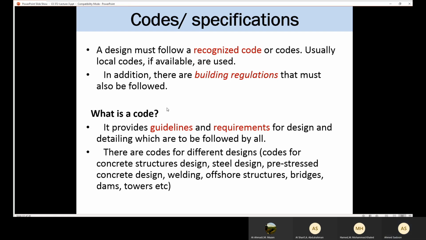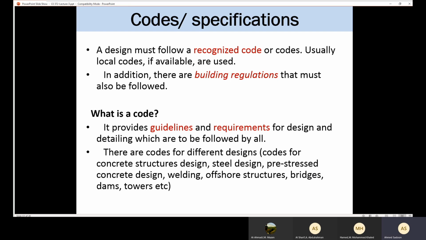So what is the code? The code is going to provide guidelines and requirements for the design and detailing which are to be followed by all. There are codes for different designs. We have codes for concrete structure design, for steel design, for pre-stressed concrete, for welding, offshore structures, bridges, dams, and towers. So if you are going to construct towers, they have their own codes. If you want to construct bridges, they have their own codes.